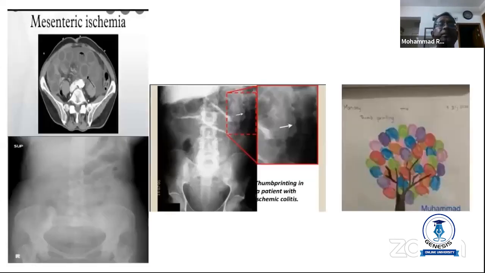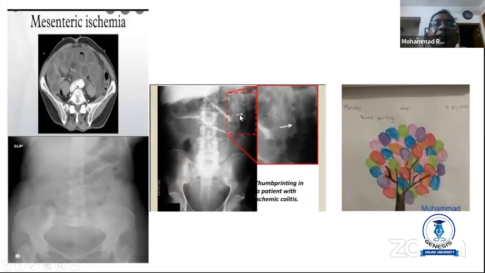So look at this picture. You can see this is multiple thumb printing. Look at this thumb. One thumb, another thumb. You will see a painting made by pressing your thumb, like a tree, right? So if you look at this, this is one thumb, this is another thumb. You can find the thumb printing. This is mesenteric ischemia. This is the thumb printing sign.